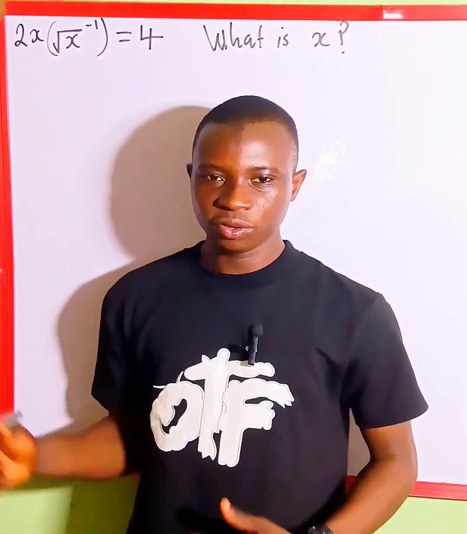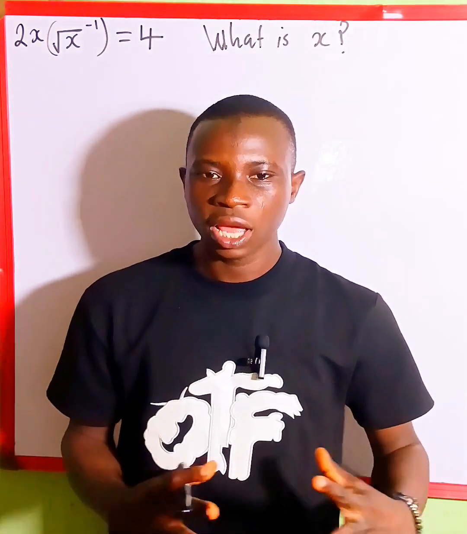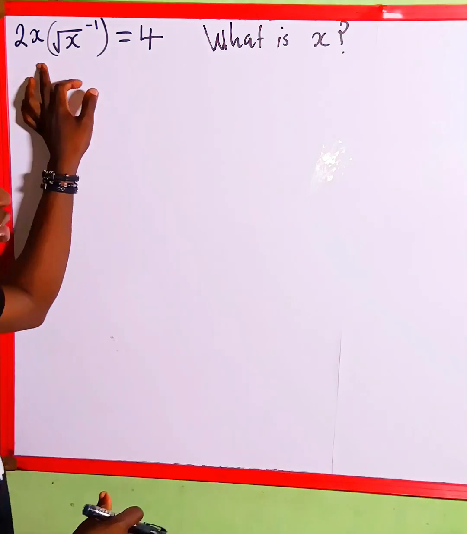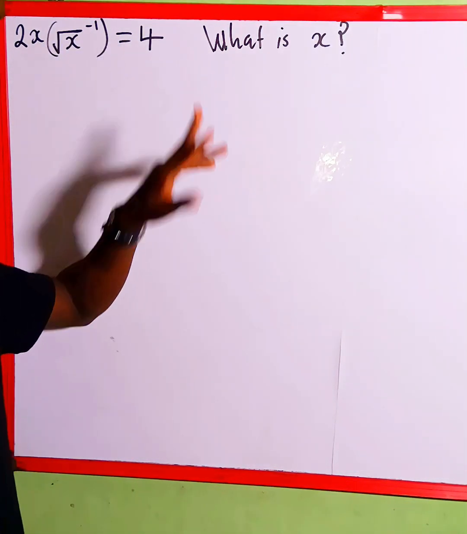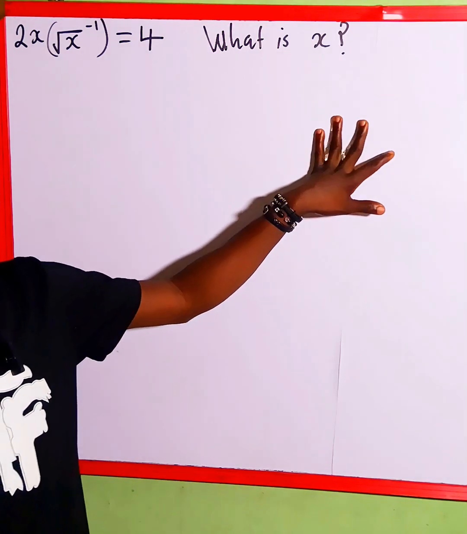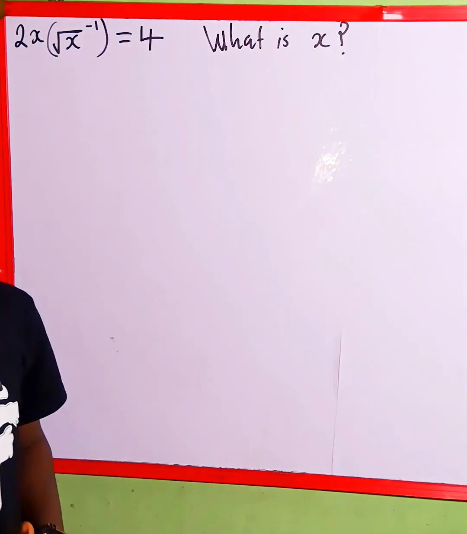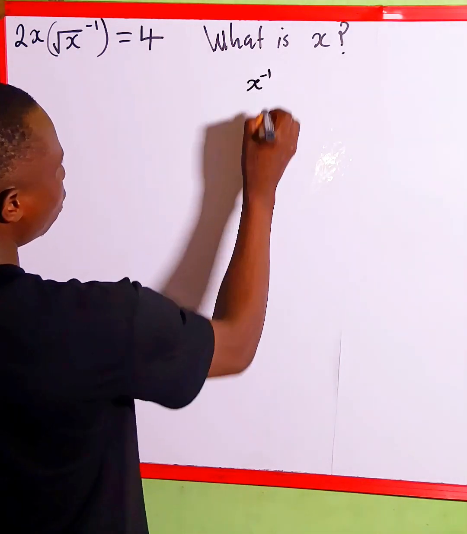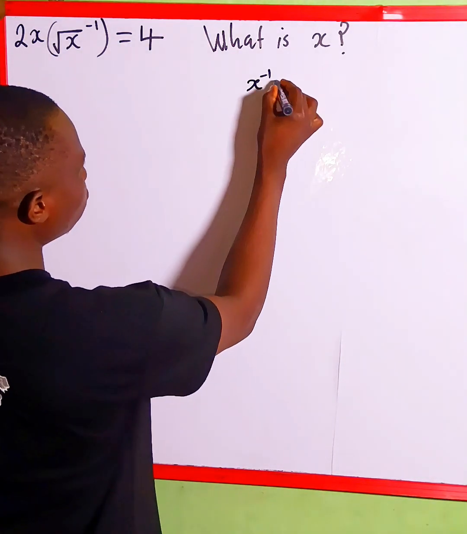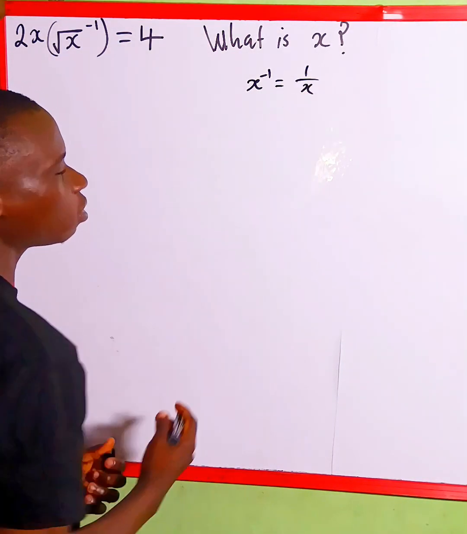We're going to solve for the value of x from this given equation. The question reads: 2x into the bracket of square root of x raised to the power of -1 is equal to 4. Then we are asked to solve for the value of x that satisfies this equation. The first thing we need to recall is when you have x raised to the power of -1, the inverse of this expression is the same as 1 over x.